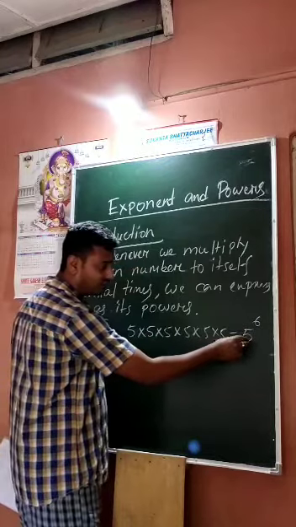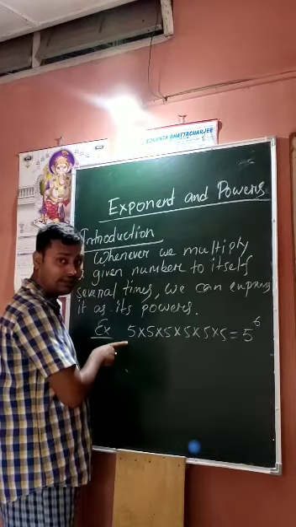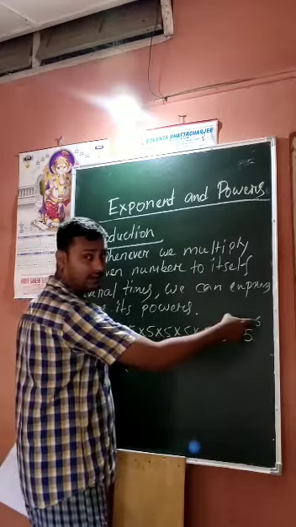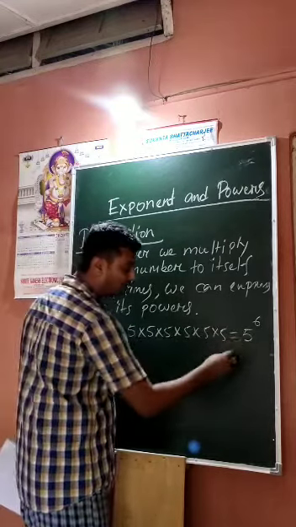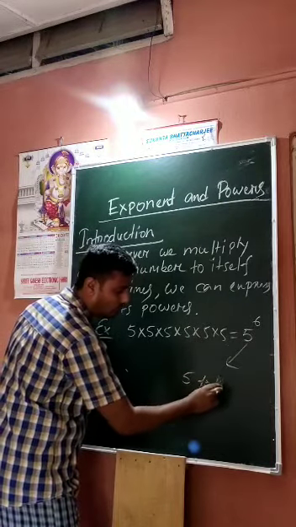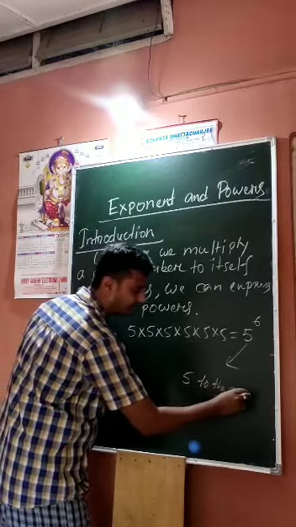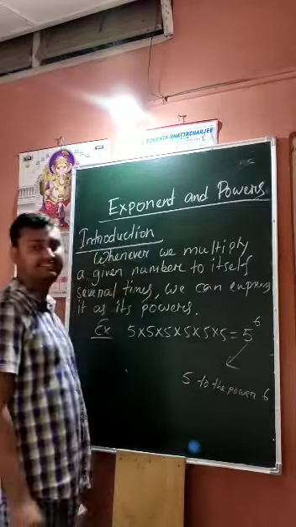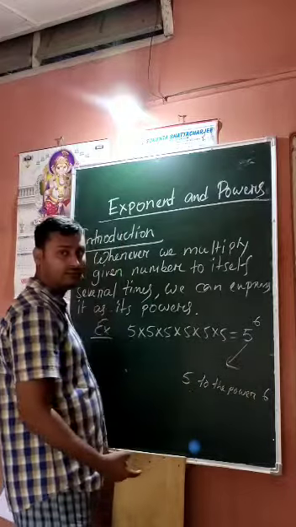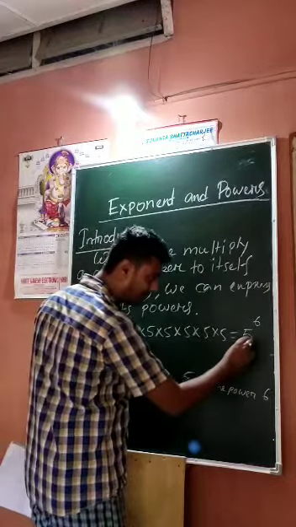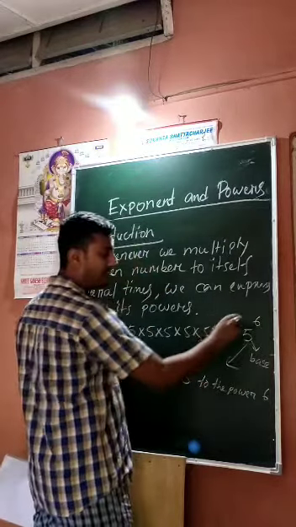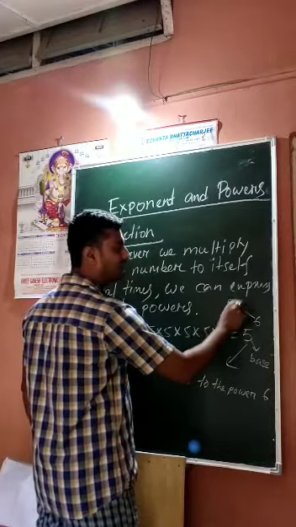This 5 is the number we multiply, that is why we write 5 here. And how many times we multiply, we write here as the power. So 5 to the power 6 means 6 is the power of 5. This 5 is known as the base and this 6 is known as the exponent.